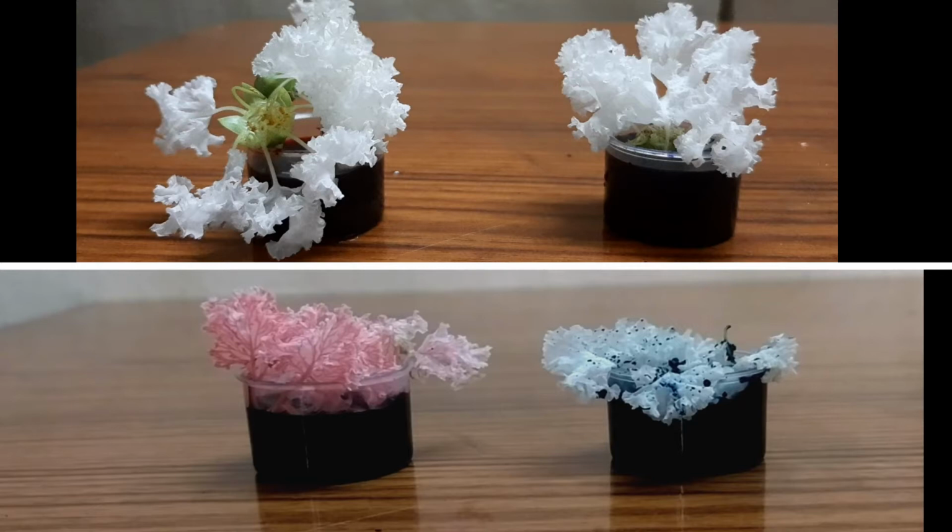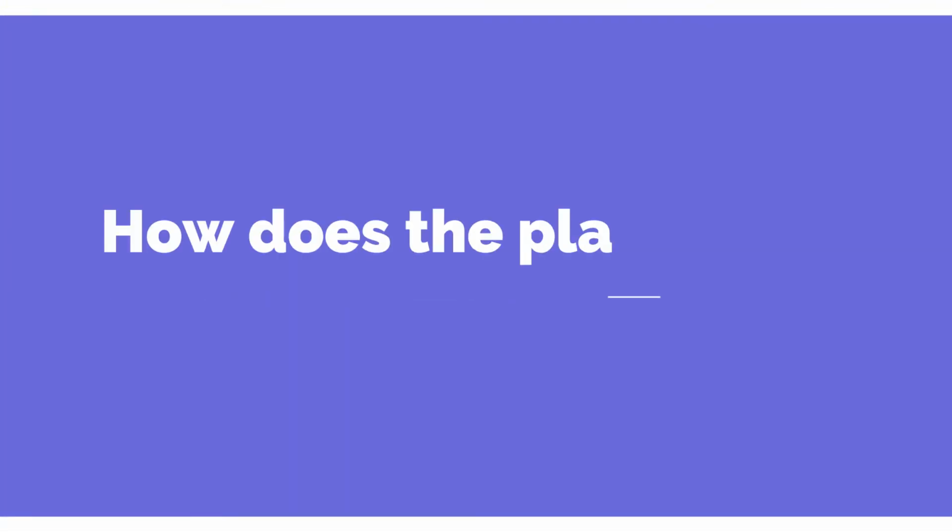The flowers which are kept in the red color have changed into pink color. And the flowers which we have put in the blue ink have changed into light blue color. This tells us the stem carries water to various parts of the plant. Understood, children? Okay. How does the plant take in air?